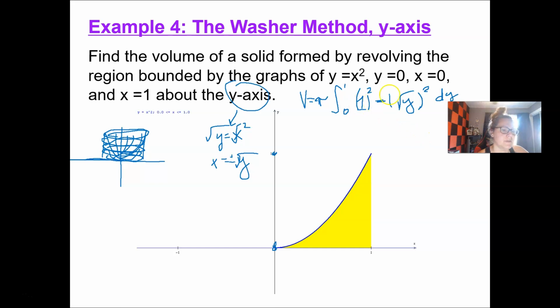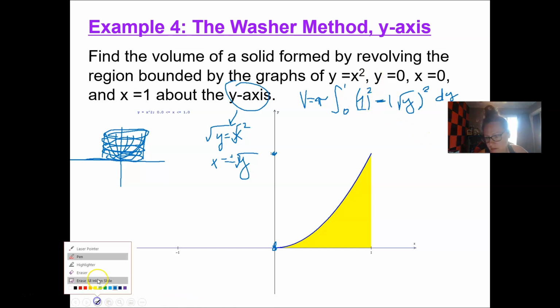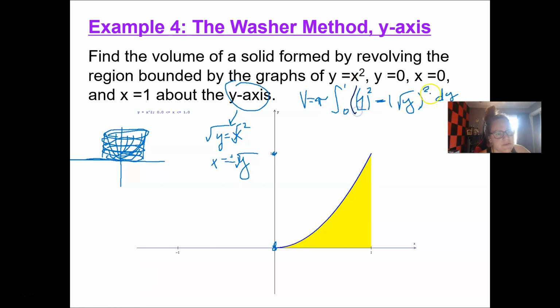Okay, you could plug that in just like that into the calculator. Just remember, on Desmos, it does want you to have parentheses around the whole function. Or if you wanted to simplify it a little first, you could do that. So pi from 0 to 1 of 1 squared, which is just 1, minus the square root of y squared, which is just y, dy.